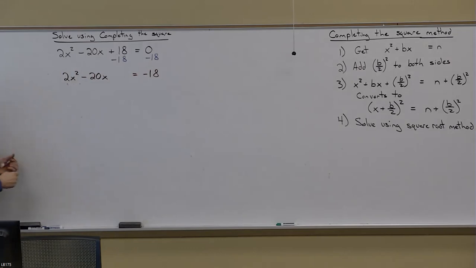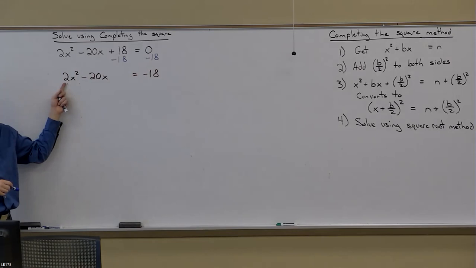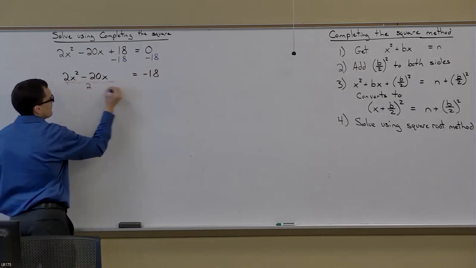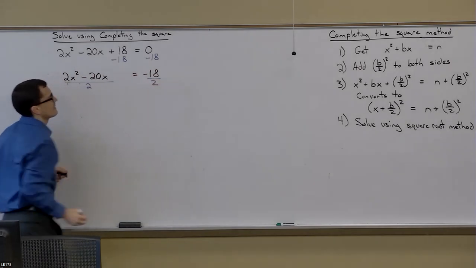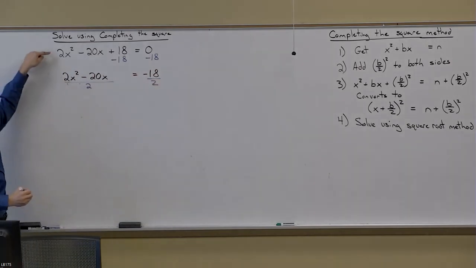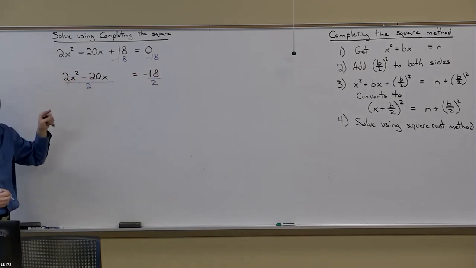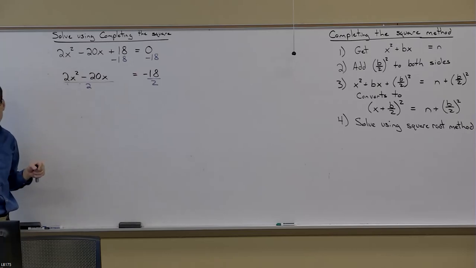Now at this stage, I have a 2 as my coefficient in front of the x squared. So I'm dividing everything by 2, divide both sides by 2. By the way, if you wanted to divide both sides by 2 at the very beginning, and then move your constant over, you could have done that as well, right? Doesn't matter which order you do that in.